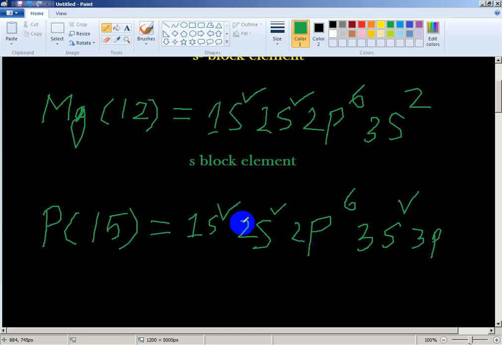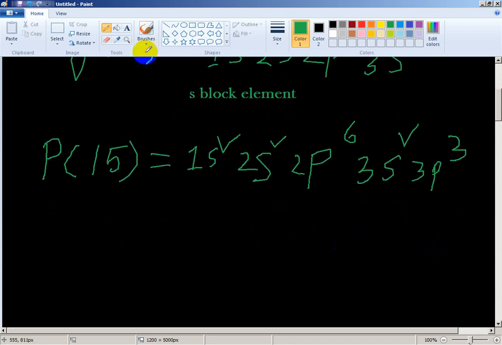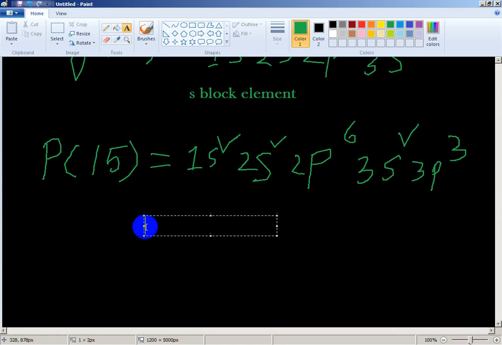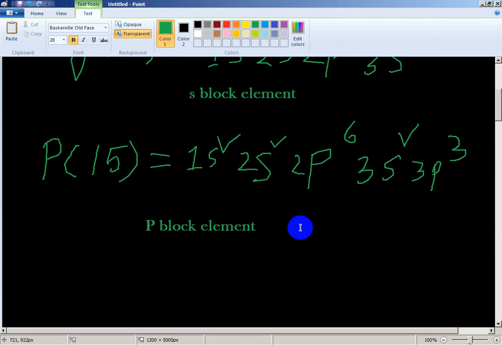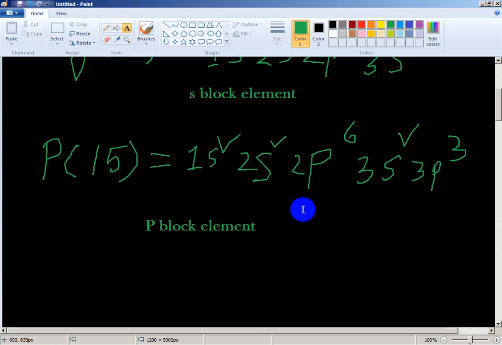3p3. So the last electron enters the p orbital. So phosphorus is a p block element. Phosphorus is group 15, and group 5 and 15 are the same. They are p block elements.